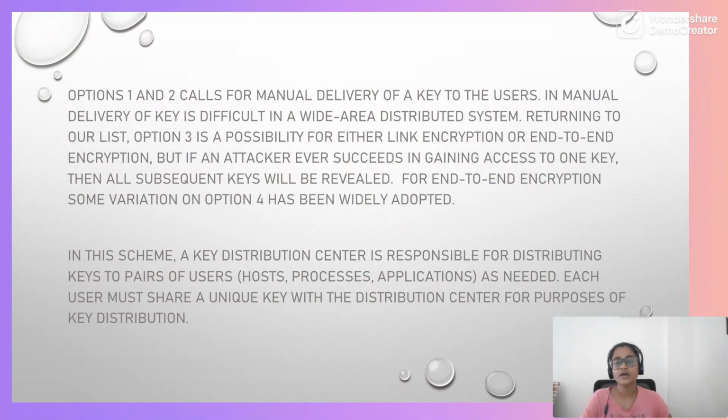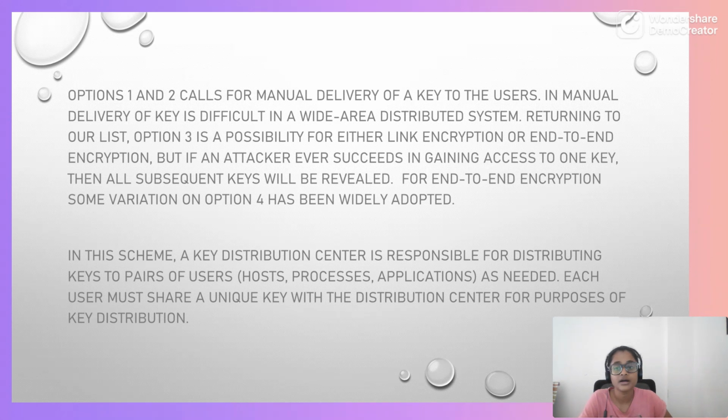Now let's talk about the pros and cons of these four ways. The first two ways, options one and two, call for manual delivery of a key to the users. Manual delivery of a key is difficult in a wide area distributed system. If the area is very wide, then manually delivering the key would be very tiresome and very difficult to manage. So let's rule out options one and two.